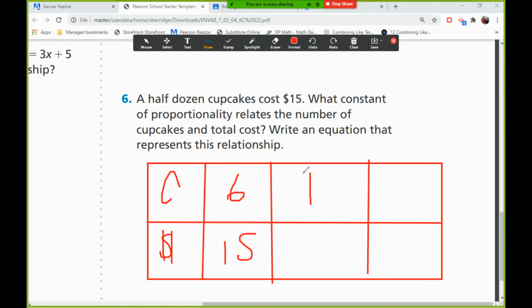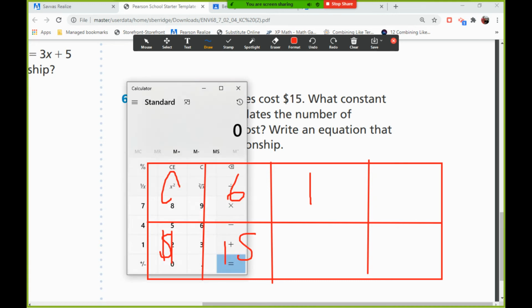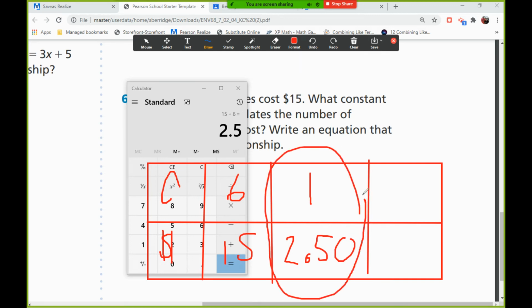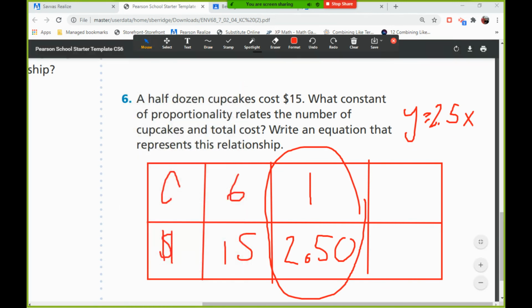So if we divide by 6, we do that on both pieces. 15 divided by 6, so $2.50. So each of our cupcakes costs $2.50. We notice we have a unit rate right here. It's also our constant of proportionality. So y equals 2.5x. Keep in mind, the unit rate and constant of proportionality are interchangeable.